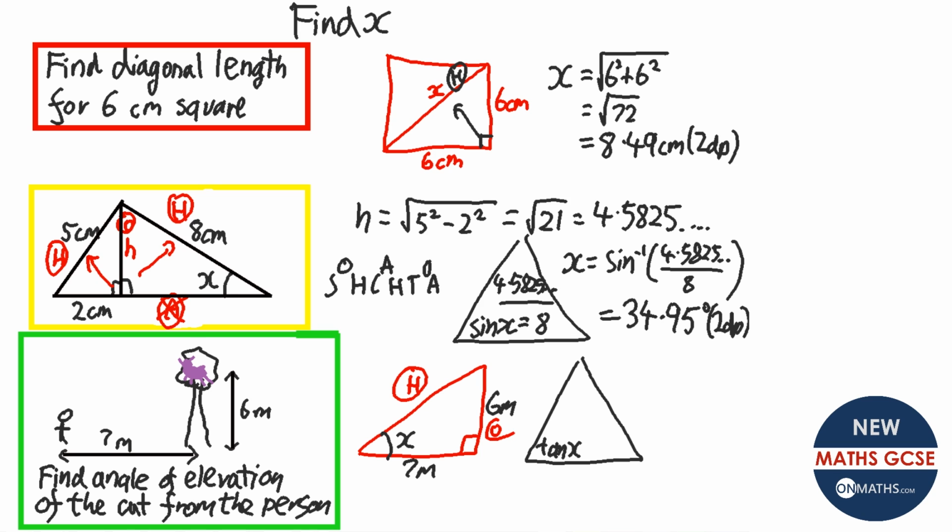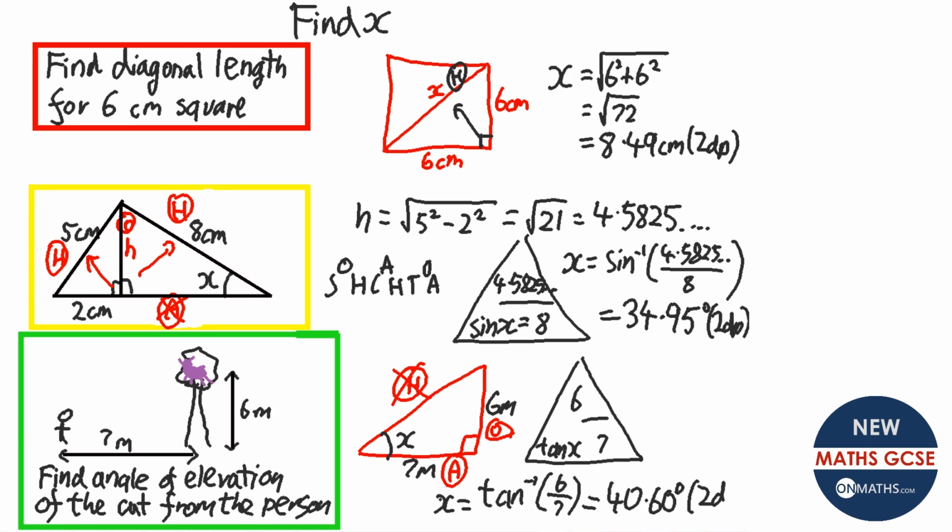So opposite here and adjacent here. We don't need the hypotenuse, so we're going to do the opposite, which is 6 over the adjacent, which is 7. So we're looking for the inverse tan, so X equals the inverse tan of 6 over 7. When I do that on the calculator, I get 40.60 degrees to 2 decimal places.